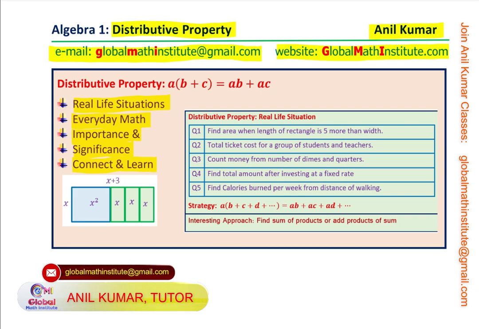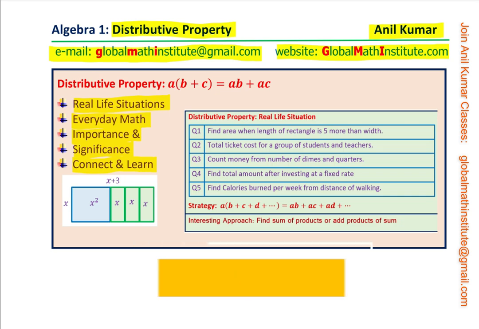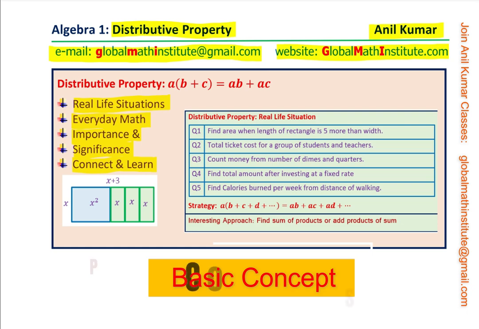Now, as we're talking about the distributive property, there are many situations where you use it. But the basic concept here is, should we multiply and add the things, or should we first add the things and then multiply? You get the relation between the two. That is where the distributive property comes in.